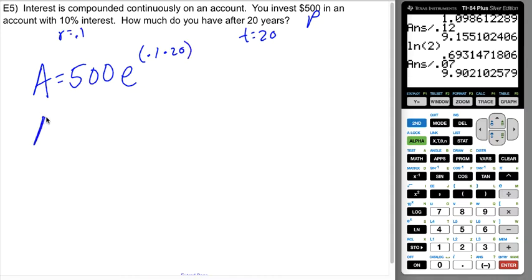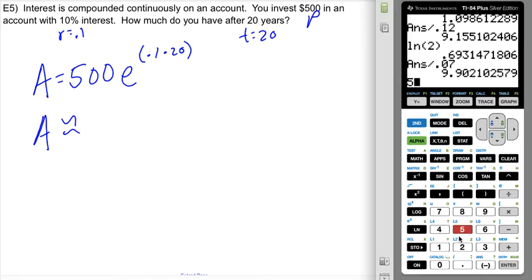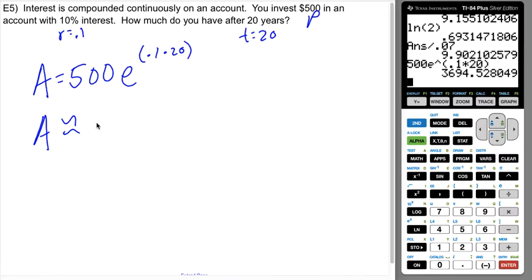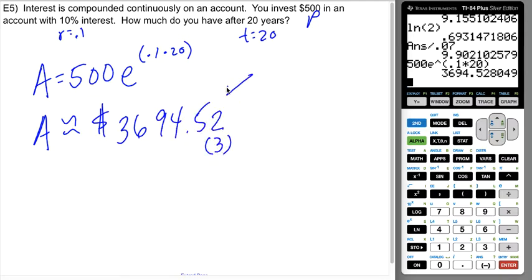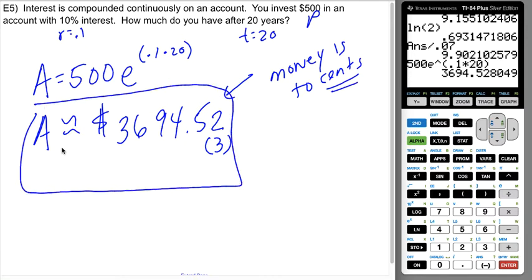And that's exactly what I'm going to type in my calculator. So I'm going to do P, which is 500, second natural log is e, and then I'm going to do 0.1 times 20 and hit enter. And I'm going to get approximately, now this is one of those few times that you can go to two places because it's money. So for money, I would suggest that you go to two places. You're going to do money to cents, not to the extra place. That's one of the few times that it's okay not to do extra.